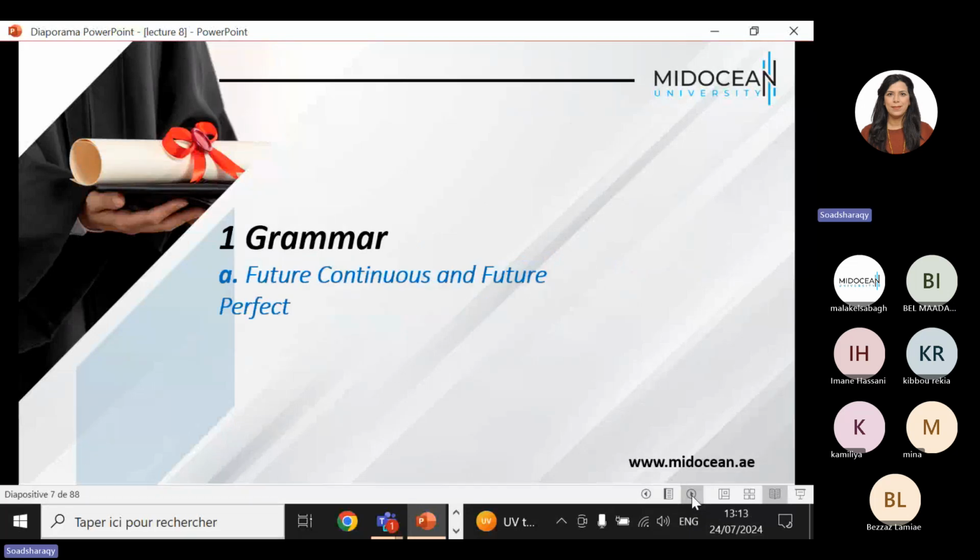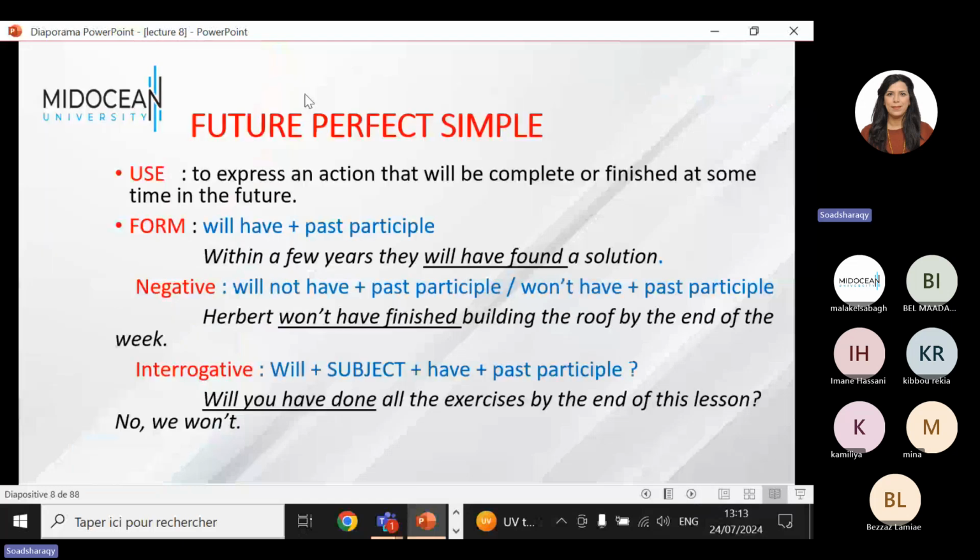Part 1, grammar, future continuous and future perfect. Let me start with the future perfect simple. The use. We use this tense to express an action that will be complete or finished at some time in the future. The form of the future perfect simple is will have plus past participle of the verb.